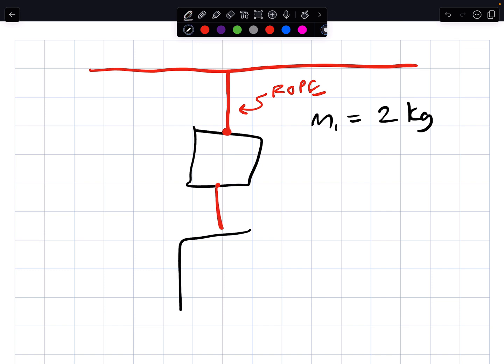Oh boy. And here's M2. And you know what? Let's make M2 have the same mass as M1. So that's also 2 kilograms. And they're hanging there and they're not moving, they're not going anywhere. And so the question is, what's the tension in each of these cables, each of the strings?